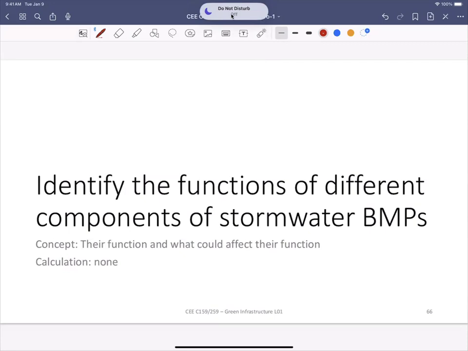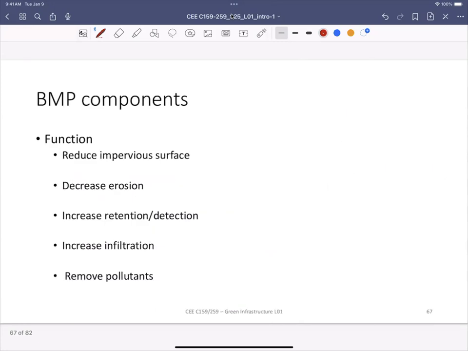So in this video, you are going to learn how to identify the different functions of different components of a BMP. Again, the functions that a BMP provides are storage, infiltration, or filtration of pollutants. And so you can see the different components of those functions. So let's see the examples.